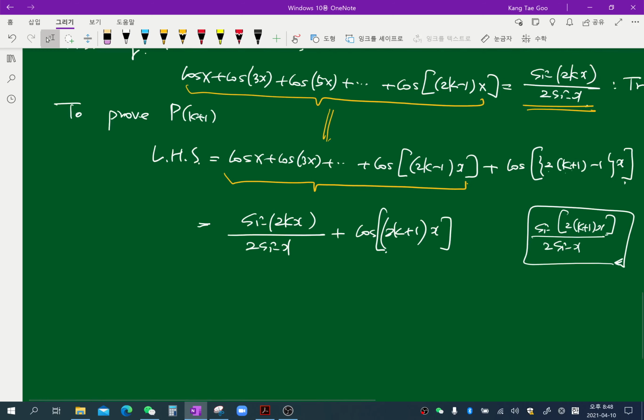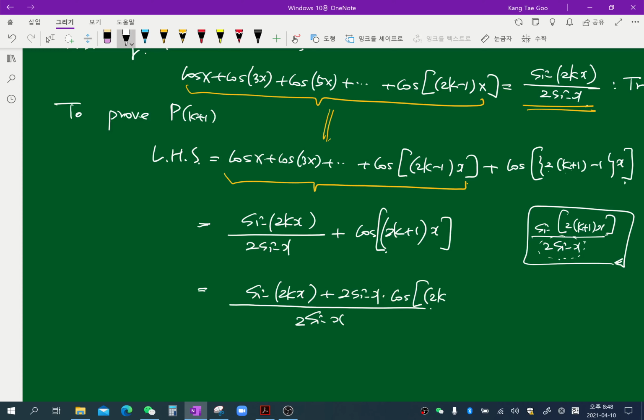Okay. Then anyway, on our denominator, this is the proving process. So it's kind of the easiest question in the world. Why? The question is showing the answer. In the answer, we need to have 2 sine x on our denominator, so we go for the single fraction step: 2 sine x on the denominator, and then the first term is sine 2kx plus the second term, which is 2 sine x times cosine of (2k plus 1)x.